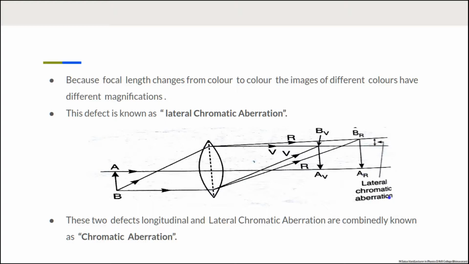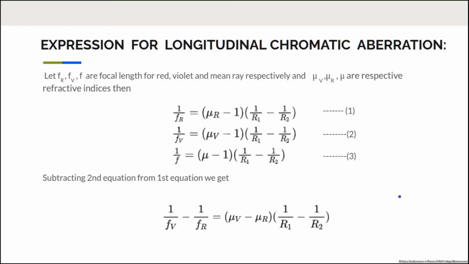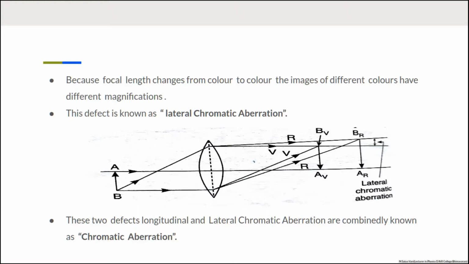In this way, these two defects, longitudinal chromatic aberration and lateral chromatic aberration, are together known as chromatic aberration. That means chromatic aberration is the defect in images when white light is used, due to variation of refractive index with respect to color. Color means different wavelengths, a difference in wavelengths. This is about chromatic aberration.